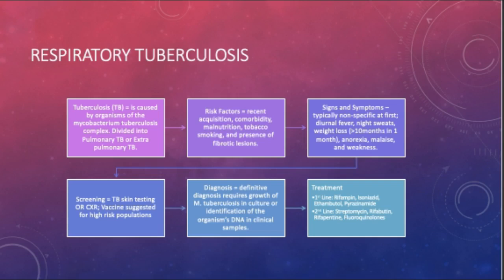And then progressed disease symptoms of the pulmonary TB would include cough with a purulent sputum. Typically it's blood tinged. And then on a chest x-ray, you'll see extensive cavitation. For extrapulmonary TB, it can be any site in the body outside of the lungs.